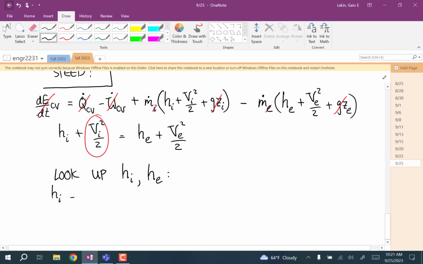At the inlet, the enthalpy is 3263.9 kilojoules per kilogram, is how they give it in the table. We're going to do this in SI units, so I'm going to write this as times 10 to the third joules per kilogram. And then at the exit, we got 2865.5 times 10 to the third joules per kilogram.